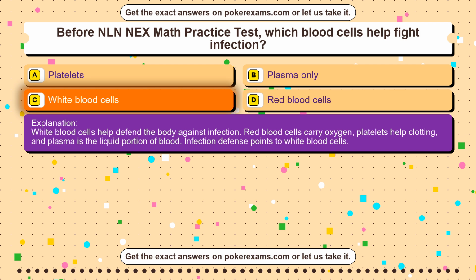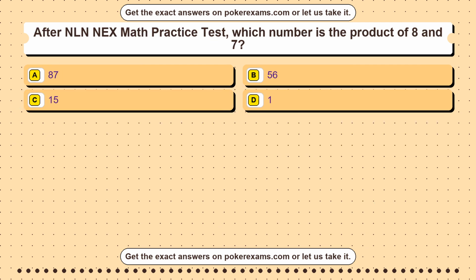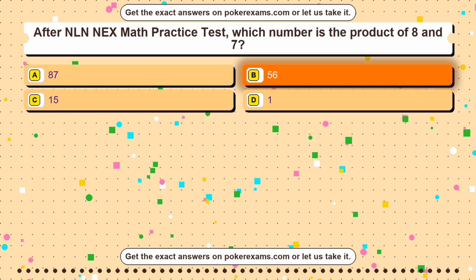Question 16. After get inference practice, which process do plants use to make glucose? Option A, condensation. Option B, photosynthesis. Option C, respiration only. Option D, erosion. The correct answer is option B.